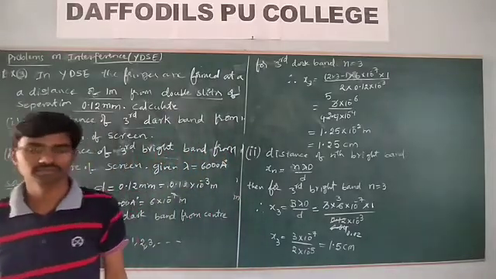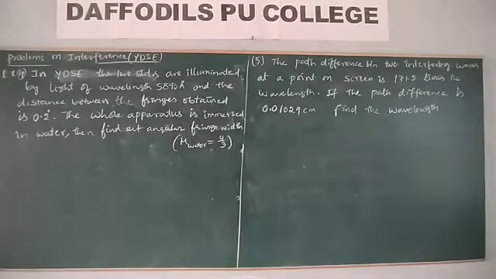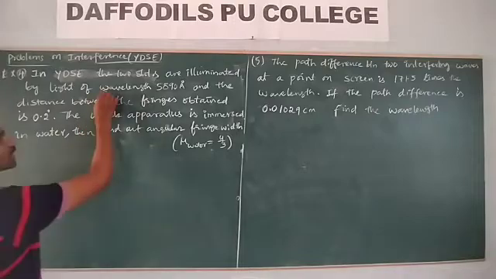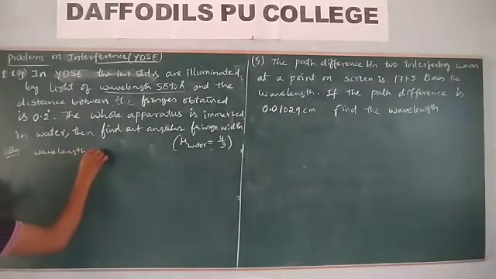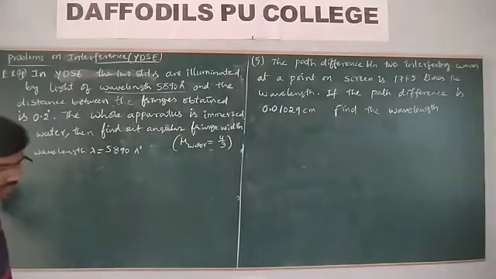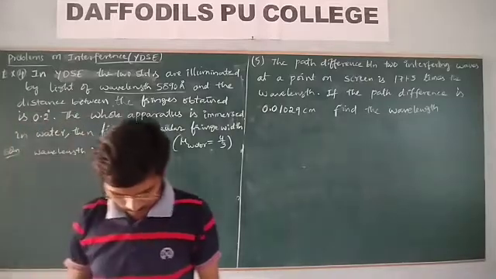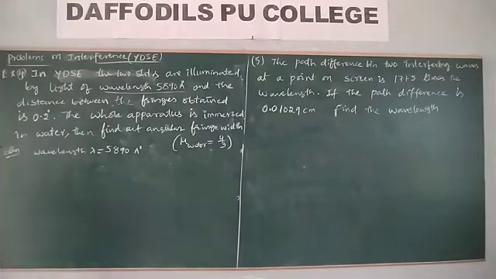Next one, let's see. A double slit experiment is illuminated by light of wavelength 5890 angstrom. So what is the wavelength? Wavelength lambda is equal to 5890 angstrom.